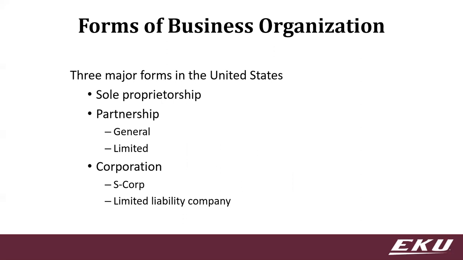So sole proprietorships are going to be owned by a single person, and that's the easy one, but it's the one that has the highest level of liability. Partnerships are more than a single individual, and then you can structure that to reduce liability. And then corporations can be set up to limit your liability as an owner with some additional cost as well.